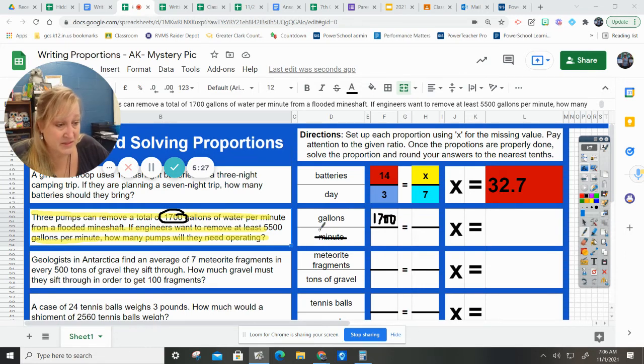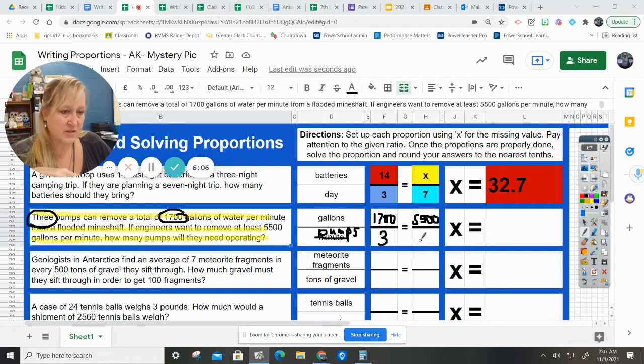Personally, I think this should be pumps because really they're not changing the minutes. So it took me a little while to think about this, but this number right here means three pumps is doing 17 gallons of water per minute. They're wanting to know how many pumps, not how many minutes. So just think about that one. So this is three pumps. Let's see. Then 5,500 would go up here. And X will go here.